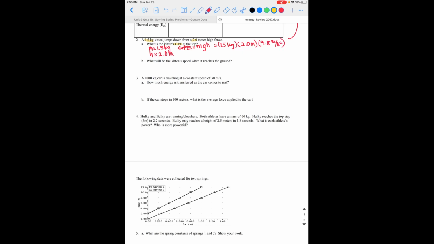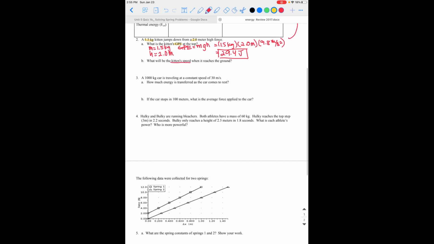And you end up getting a gravitational potential energy of 29.4 joules. Now, if you wanted to, you could write it out as kilograms times meters squared over seconds squared. That's just fine. But in general, you do want to know what the unit for any type of energy is, and it's J for joules. What will be the kitten's speed?